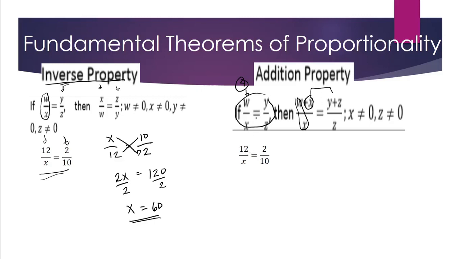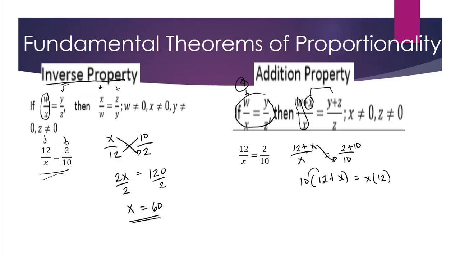Using the same expression again, we have 12 over x equals 2 over 10. Using addition property, we have 12 over x. We are going to add the denominator, so let us have plus x here. Equals, we have 2 over 10. We are going to add the denominator, so let's have plus 10 here. Let us simplify. Okay, let us do cross multiplication. We have here 12, so 10 multiplied by 12 plus x, it will be equal to x multiplied by 2 plus 10, that is obviously equal to 12.